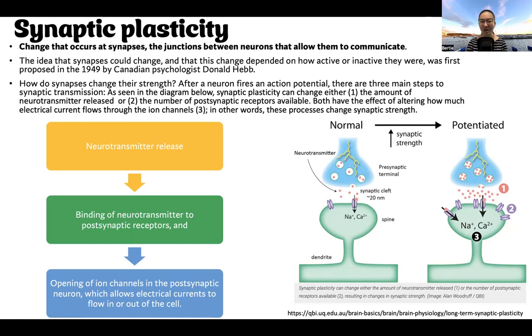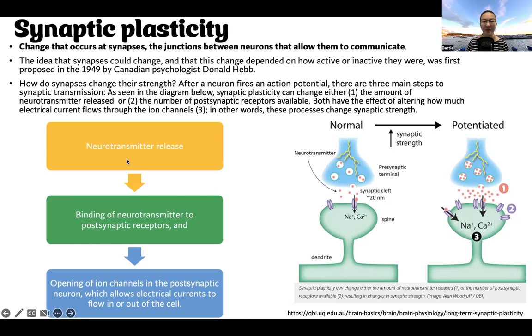How do synapses change their strength? After a neuron fires an action potential, there are three main steps to synaptic transmission. As seen in the diagram below, synaptic plasticity can change either 1, the amount of neurotransmitter released here, or 2, the number of postsynaptic receptors available. Both have the effect of altering how much electrical current flows through the ion channels, 3. In other words, these processes change synaptic strength.